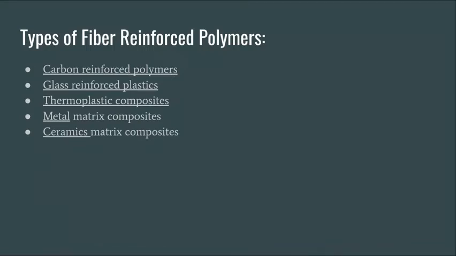So we had talked about carbon reinforced polymers, and we left off at glass reinforced plastics. And polymers is another word for plastics. I know a lot of people had that question on the worksheet from last class, but we did a whole unit on polymers, and they are just examples of different plastics. So then we will go into thermoplastic composites, metal matrix composites, and ceramic matrix composites today.